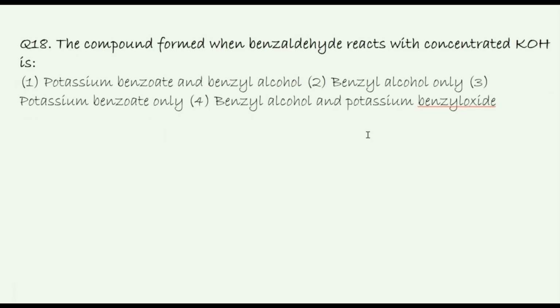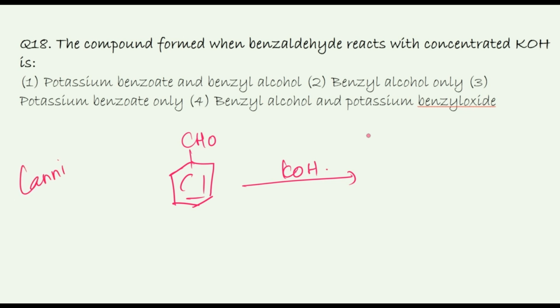The compound formed when benzaldehyde reacts with concentrated KOH. Benzaldehyde reacts with KOH. So what are the products that will be formed? What is this reaction about? This is none other than our favorite Cannizzaro reaction. Cannizzaro is nothing but a disproportionation reaction. So the aldehyde will form alcohol as well as acid.